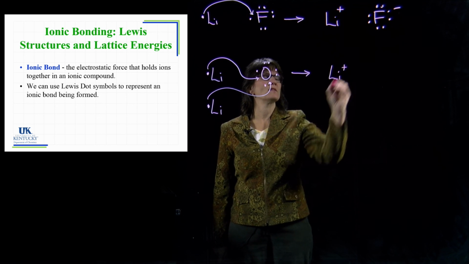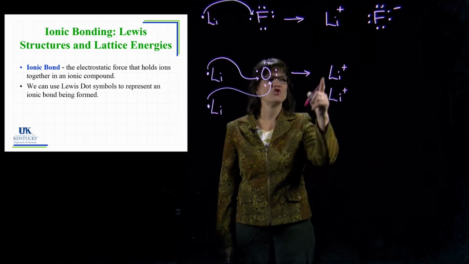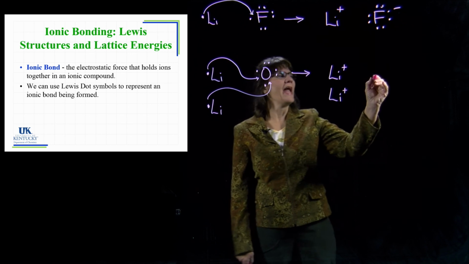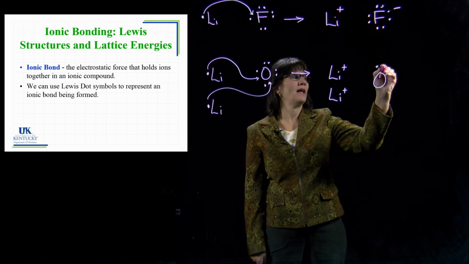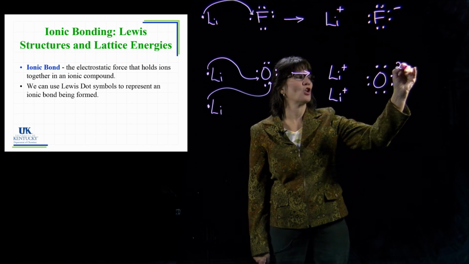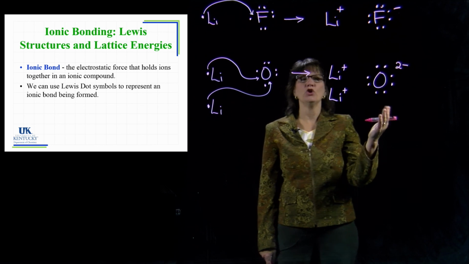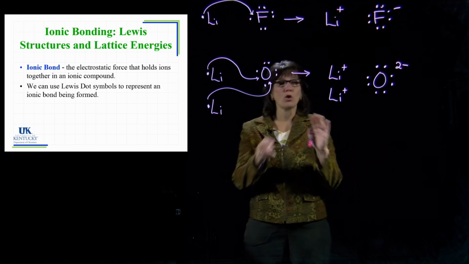Lithium lost that 1 valence electron. The other lithium lost that 1 valence electron. So we have 2 of these. And we have the oxygen, and now it gained 2 electrons, so it has 8. And if you've gained 2 electrons, you will have a 2 minus charge. So this shows what we knew about lithium and oxygen from where they were on the periodic table.